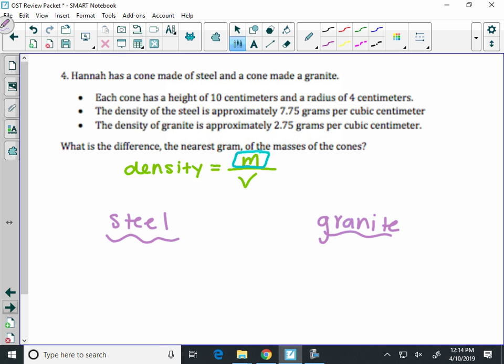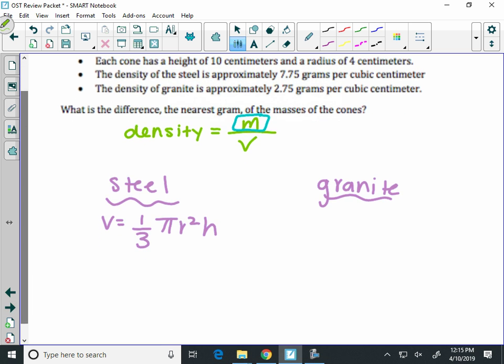Okay? So to find the volume, you would look on your green sheet, you would go to cone, and the formula for volume of a cone, 1/3 pi r squared times the height. Write it down. Okay. To find the volume, what did they say the radius and the height of each cone was?